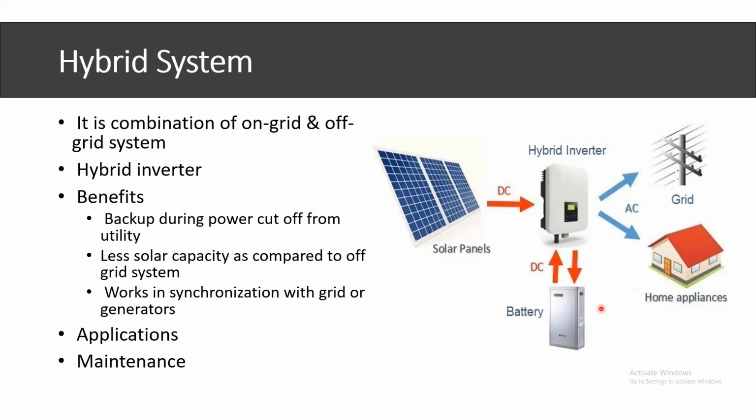So talking about the hybrid solar system, basically this is a combination of on-grid and off-grid systems. As you can see, there is a grid connection available as well as the batteries. So what this hybrid inverter does is it functions like an on-grid inverter with the grid supply, and during cutoff, suppose the grid supply is down, it uses the energy stored in the battery to power your load. So you can see here that the reliability of power is more. So what are the benefits from this system? First is backup during power cutoff from the utility, which we already discussed.